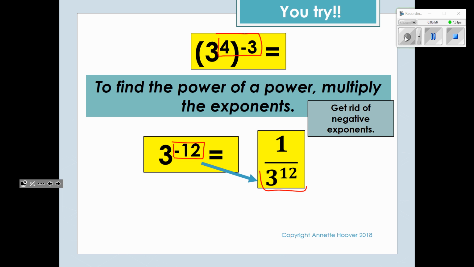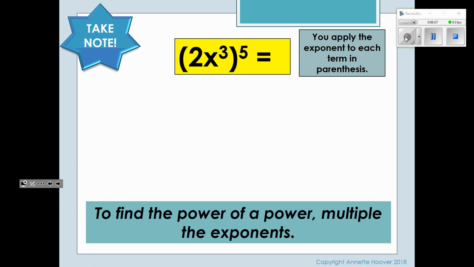You could evaluate this with your calculator. You could do 3 raised to the 12th power. I don't know what that number is, but you could put that under 1. Look at another example.